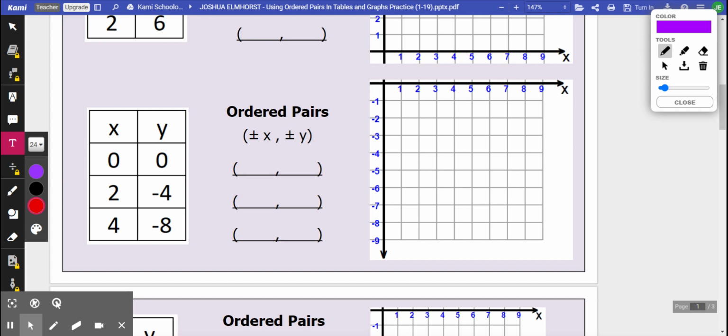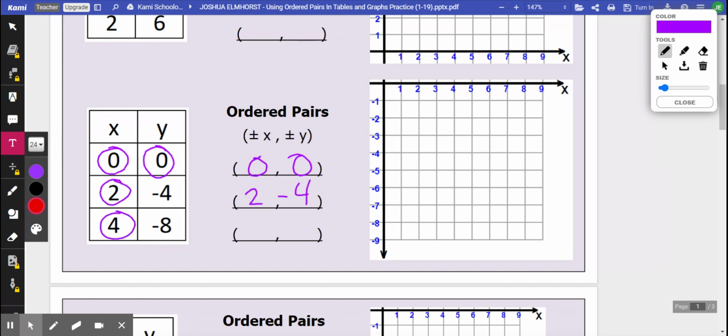Now, taking a look at another example, we're looking at a rule here. Our first point is 0, 0. Our second point is going to be 2, negative 4, and then 4, negative 8. So it looks like we're going from 2 to a negative number, so we must be multiplying by a negative number to make the positive 2 negative. So 2 times negative 2 would be negative 4, and 4 times negative 2 would be negative 8. And we could use the same rule here, but negative 2 times 0 is going to give us 0. So now we're going to graph here.